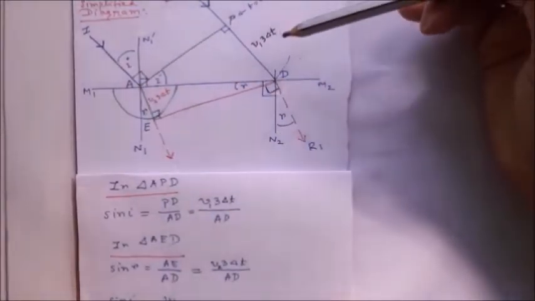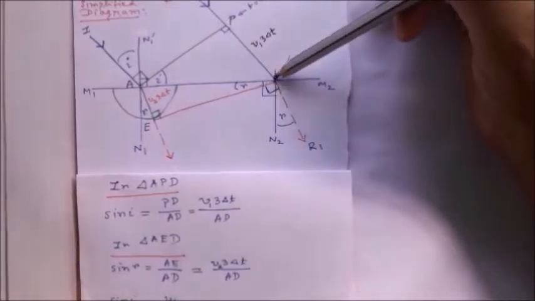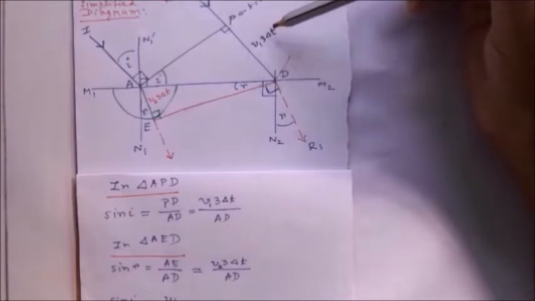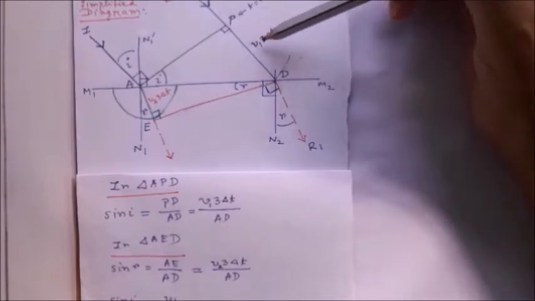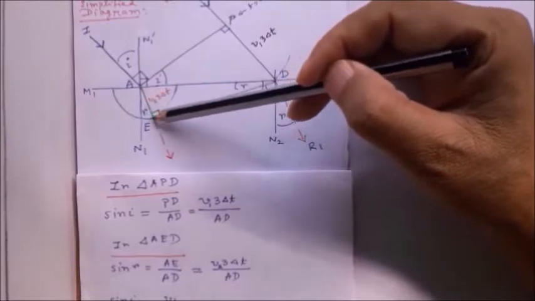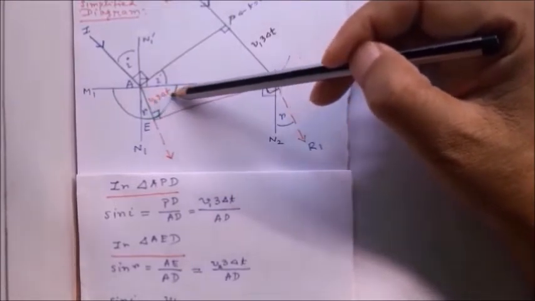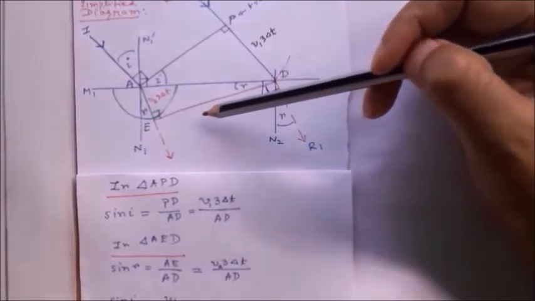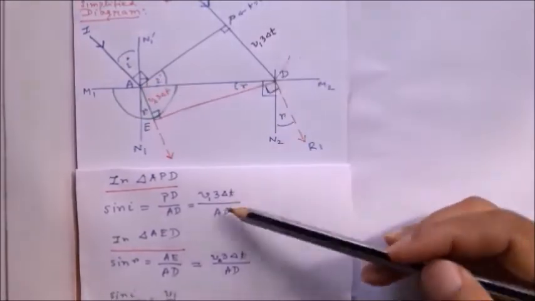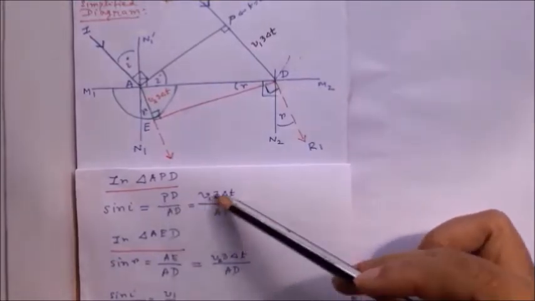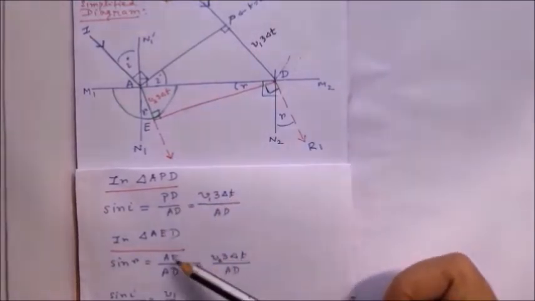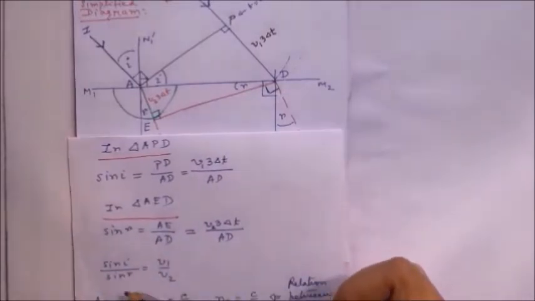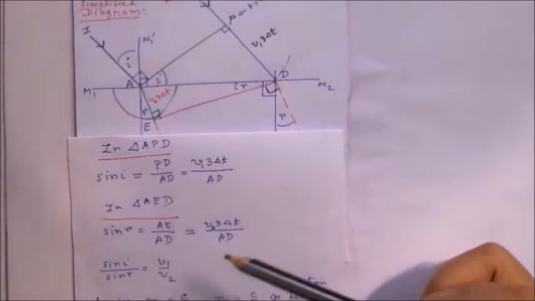Now as mentioned earlier, these lengths PD is v1 into delta t, v1 because it is in the first medium where the velocity of the wave is v1, and this distance AE is v2 into delta t, v2 because it lies in the second medium where the wave has velocity v2, and AD is common. So we have written v1 delta t for PD and v2 delta t for AE. Now it's very easy to find the ratio. So sin i by sin r is v1 by v2.